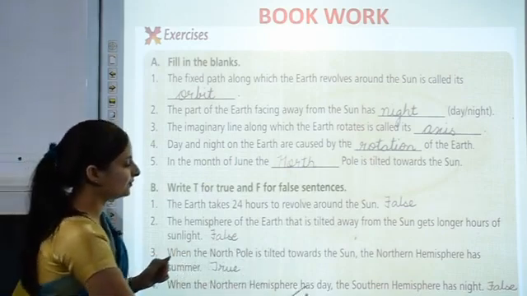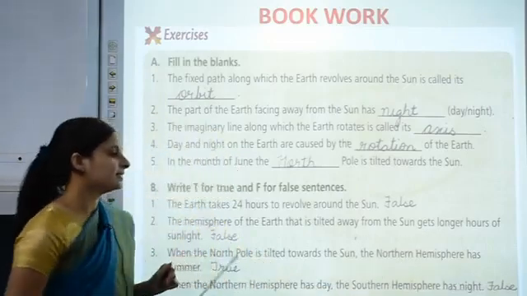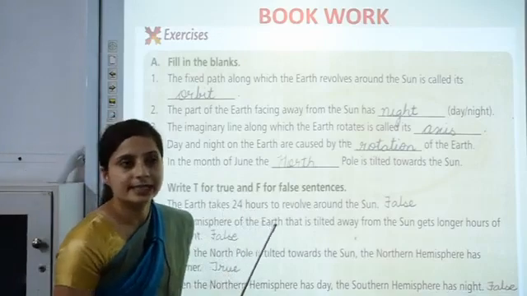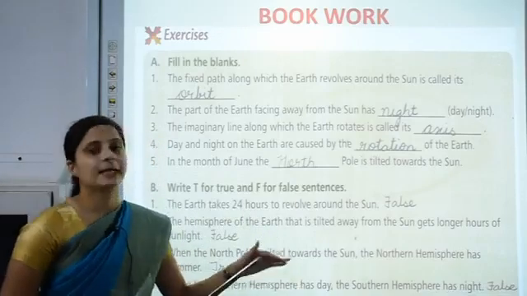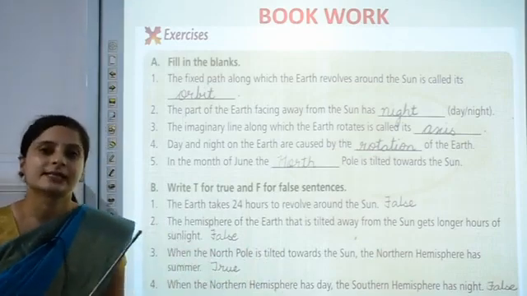When the northern hemisphere has day, the southern hemisphere has night. This statement is false, because when the North Pole is tilted towards the sun, the northern hemisphere has summer. So it receives less amount of sunlight.